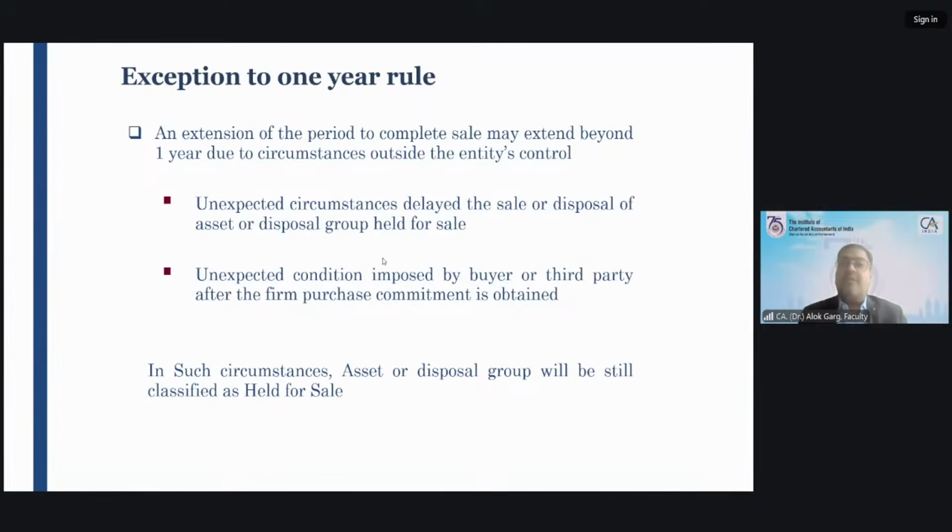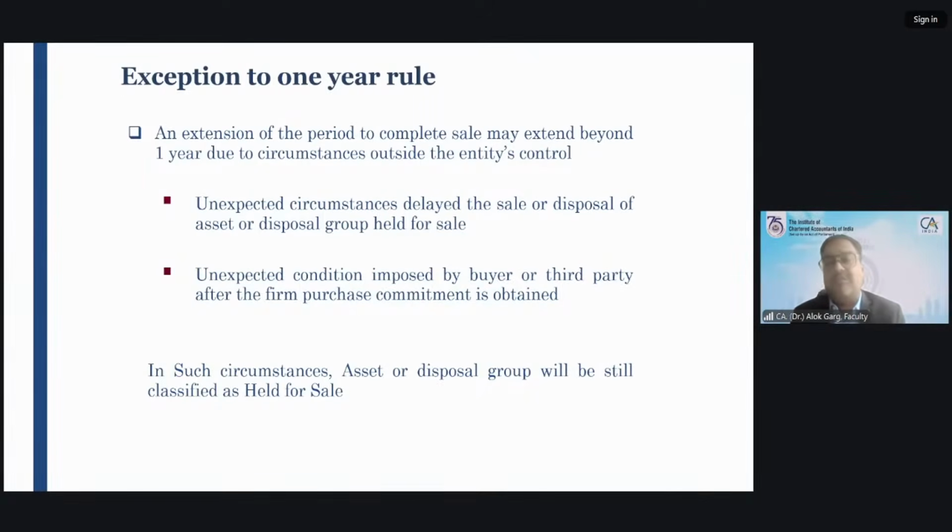Yes, there are two exceptions to the 1 year rule. An extension of the period to complete the sale may go beyond 1 year due to circumstances outside the entity's control. What are the two exceptions? Exception number one: circumstances outside the entity's control, for example, COVID, natural calamities, regulatory delays. If the delay is due to these situations, then even if it goes beyond 1 year, you can continue to classify that asset as held for sale.